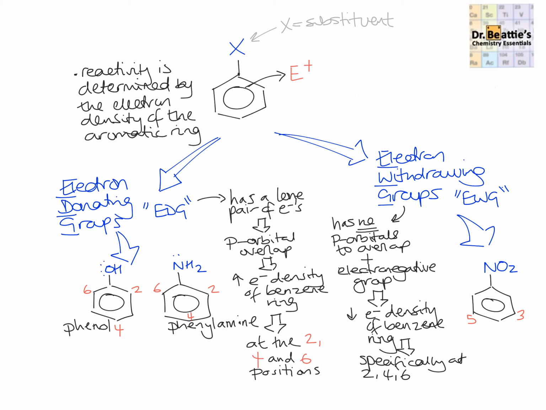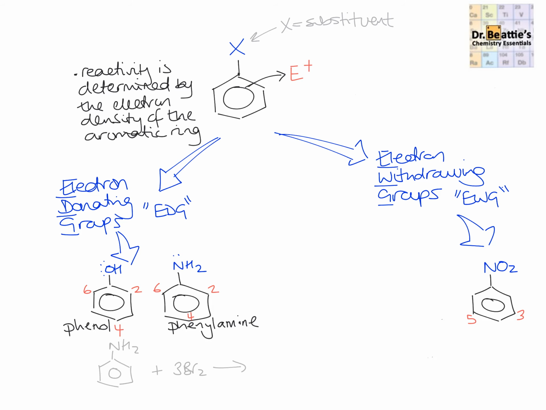So they're more negative, 3 and 5, and so they're more likely to trap the electrophile. So what you happen to see is substitution at the 3 and the 5 position with an electron withdrawing group. So we can just simplify this whole idea in terms of exactly which areas are substituted by removing the explanations and just giving you an example on each side. So here we've got phenylamine reacting with 3 molecules of bromine. I want you to just pause the video here and see if you can come up with the structure and the byproducts for this reaction.